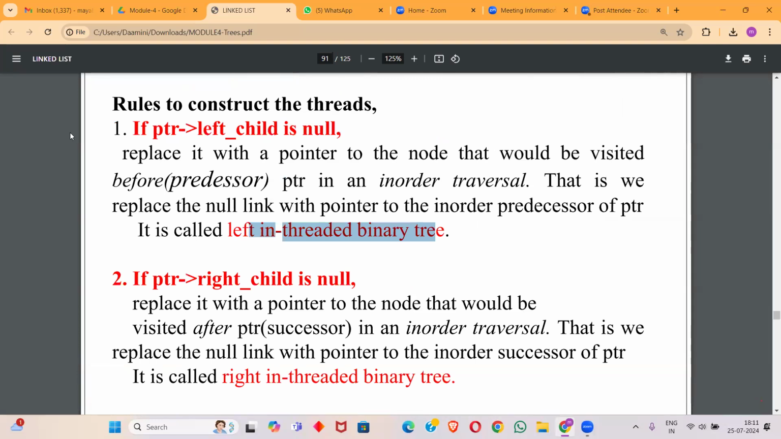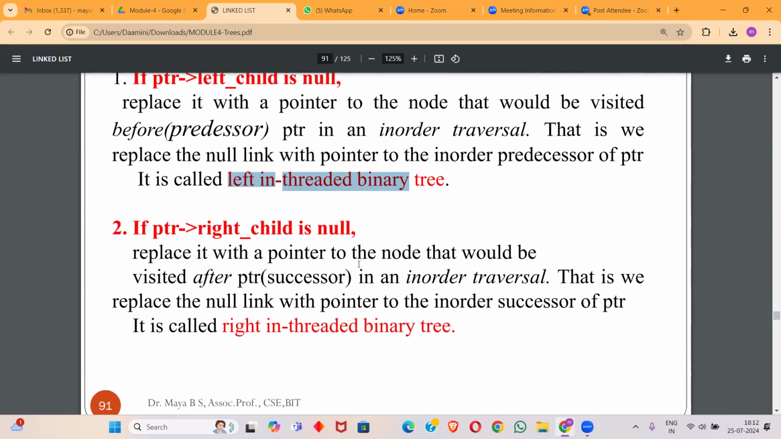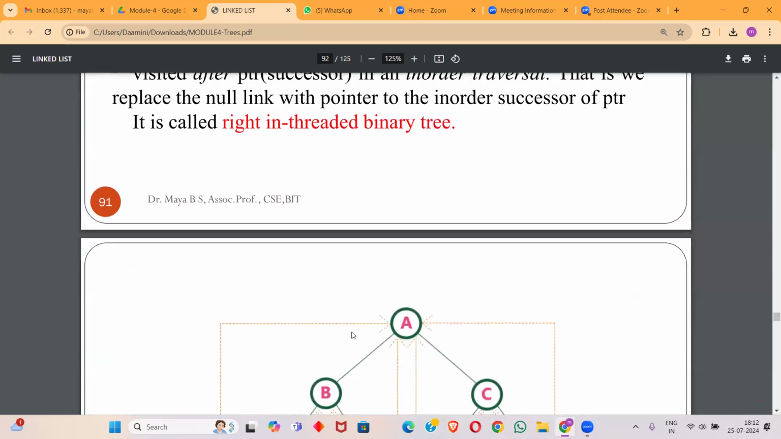We'll get this as a common question. In in-order traversal, we replace all the null pointers or null links with the in-order predecessor. If all the pointers have only the in-order predecessor pointer, then that type of tree we call the left in-threaded binary tree. If all the pointers have the successor, visited after the node in in-order traversal, then we call it a right in-threaded binary tree.